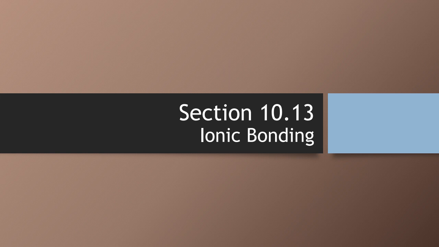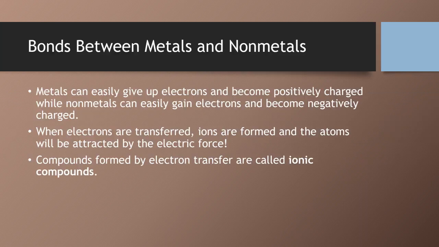So in this section, we're going to talk about ionic bonds. Ionic bonds tend to form between metals and nonmetals. Metals can give up those electrons really easily. Nonmetals just need a couple of them. And so the nonmetals will generally take a few electrons from the metals, which makes one element positive, one element negative, and they'll be attracted by the electric force.